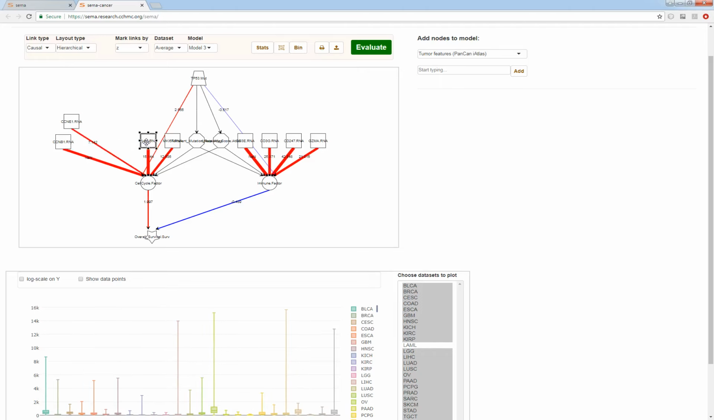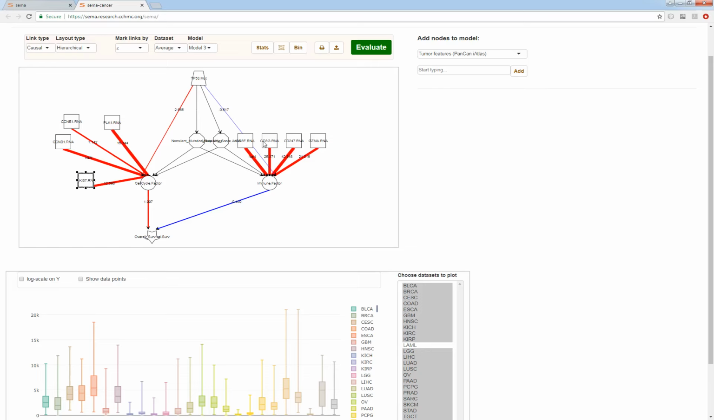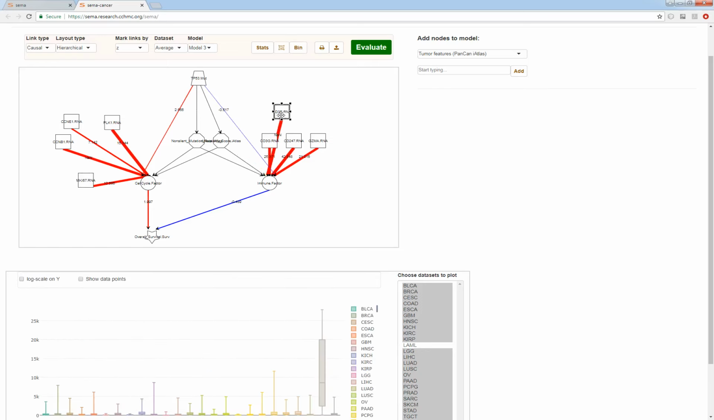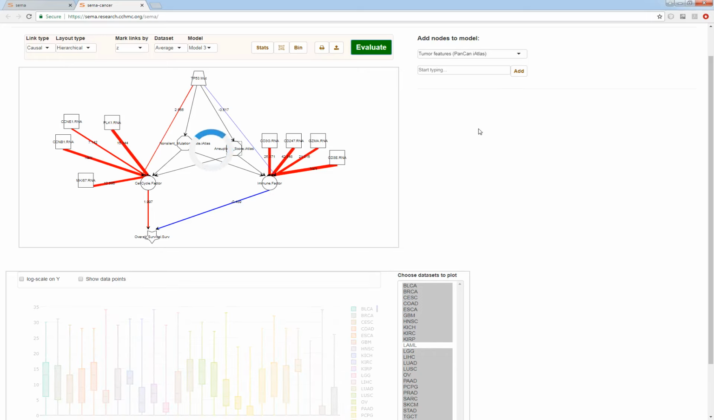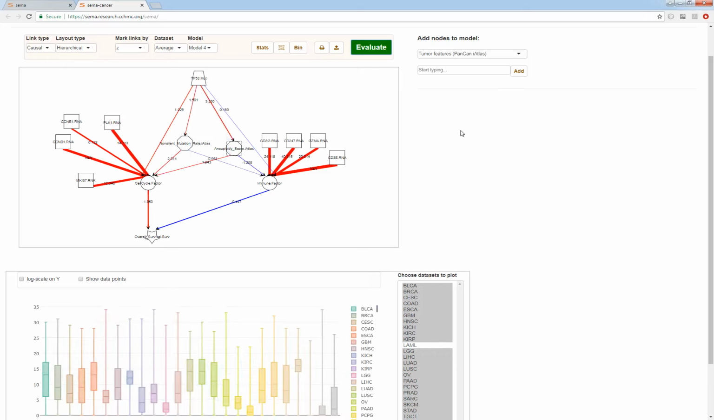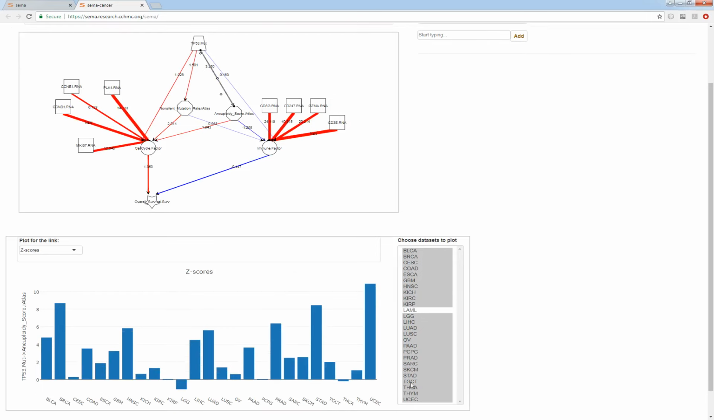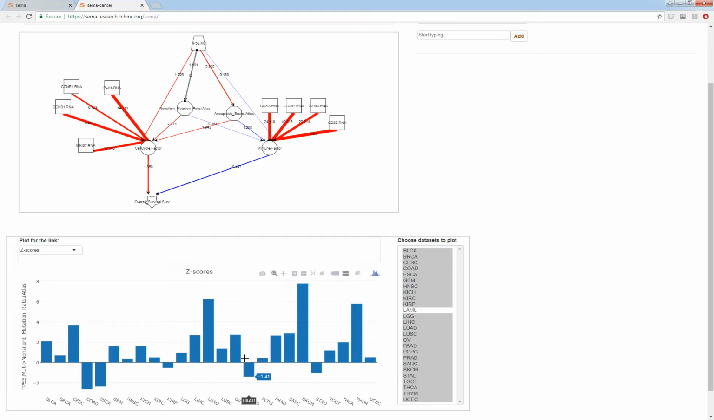Just tidy up the graph here so that we can clearly see things. Alright, evaluate. So p53 mutations are associated with significantly higher aneuploidy. This is what you expect in pretty much every cancer. And with higher mutation rate, which is to a lesser extent than aneuploidy, but still there is a significant effect.